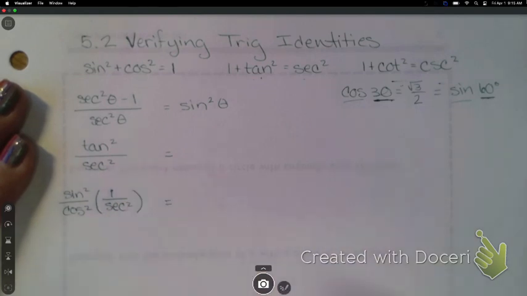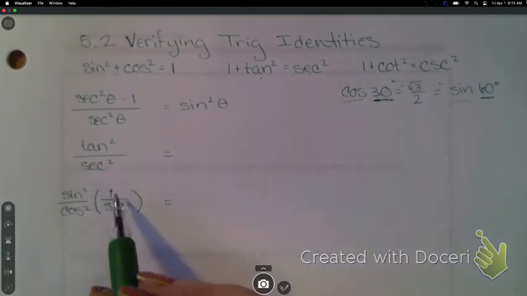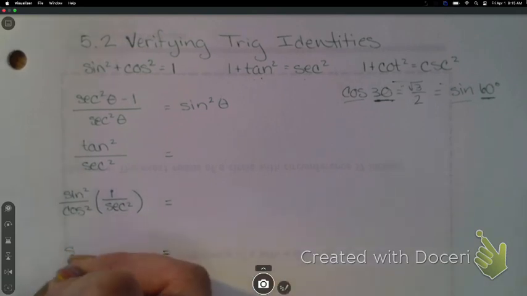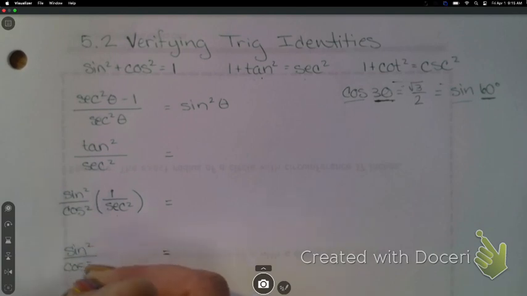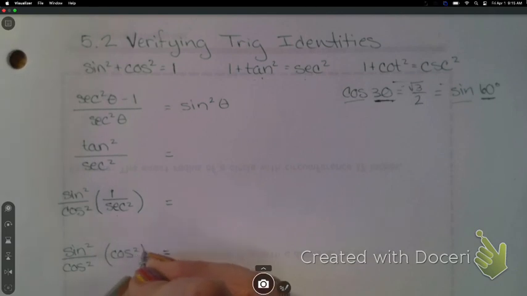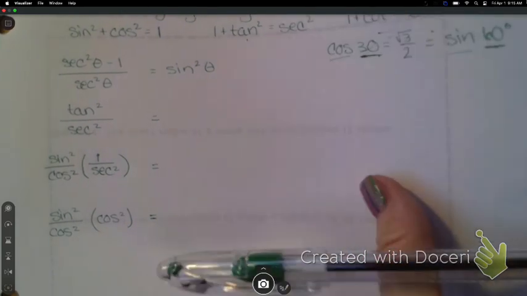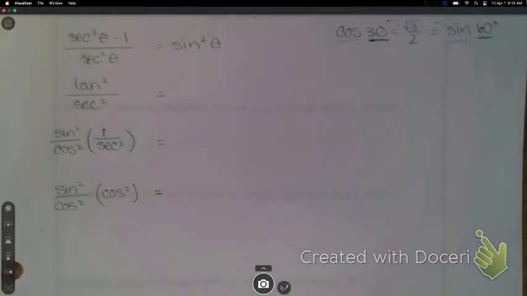Okay, so I've got that. Well, 1 over secant squared equals what? Cosine squared. So I change it. You notice I'm not writing any work. I'm writing the result. The work, if you've got to do work, has to go somewhere else. It does not go in your problem. Again, like we did with Gauss-Jordan.